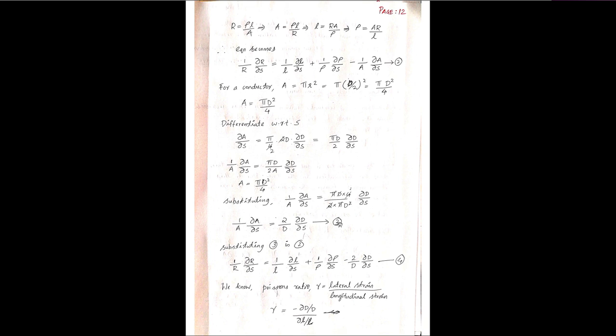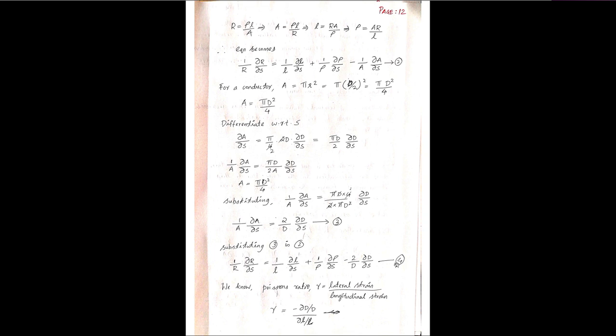So substituting equation number 3 in equation number 2, we will be getting 1 by r into dou r by dou S, which is equal to 1 by l into dou l by dou S, plus 1 by rho into dou rho by dou S, minus 2 by d into dou d by dou S, which is equation number 4. We are substituting what we got here in place of 1 by A into dou A by dou S. That is all. That is equation number 4.